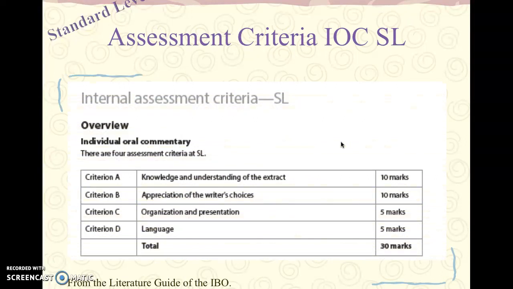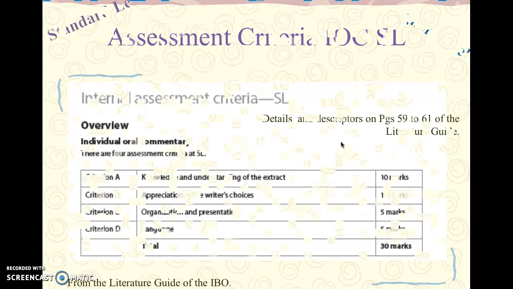Here's the assessment criteria. There are 4. Knowledge and understanding worth 10 marks, that's specific to the extract. Appreciation of the writer's choices, 10 marks. Organization and presentation, 5 marks. Language, 5 marks, a total of 30 marks. For further details and descriptors, please refer to pages 59 to 61 of the literature guide.